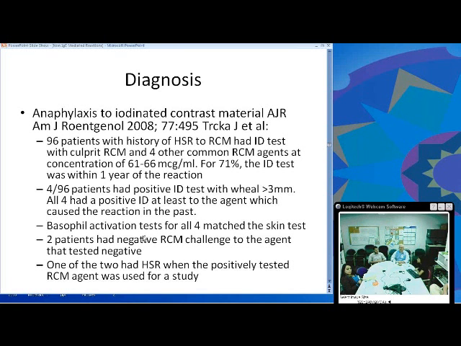So only 4 out of 96 patients that they tested with the intradermal showed anything of value. This wasn't done with a control population either, so you don't know what the incidence of just having a positive ID to that would be with anybody. Right. So, yeah, this wasn't.